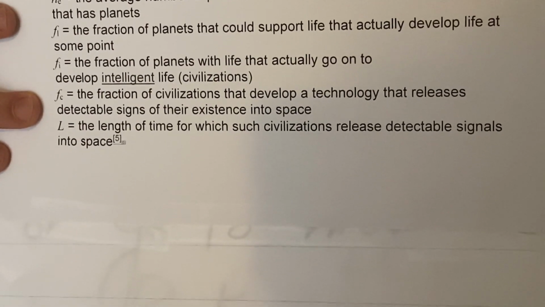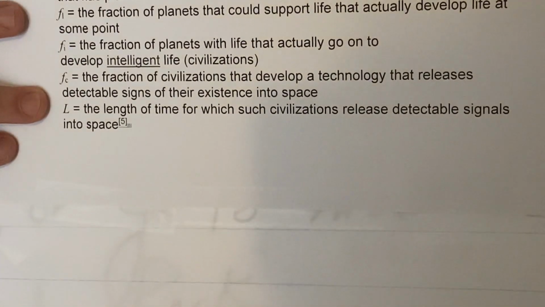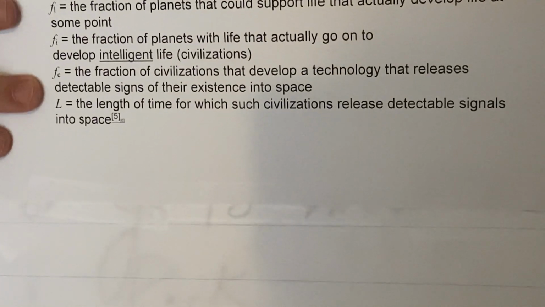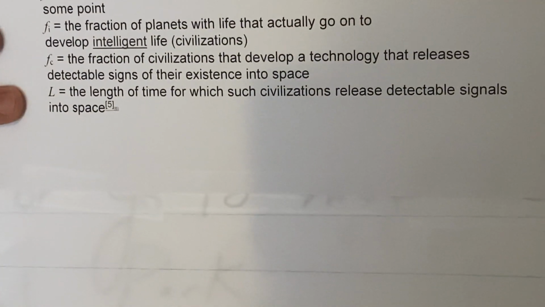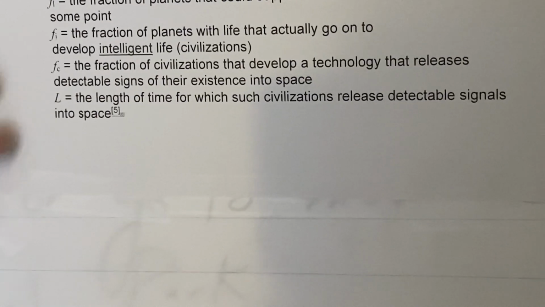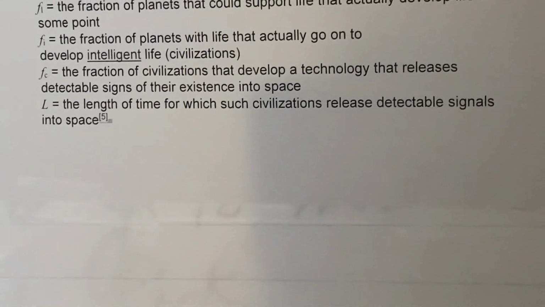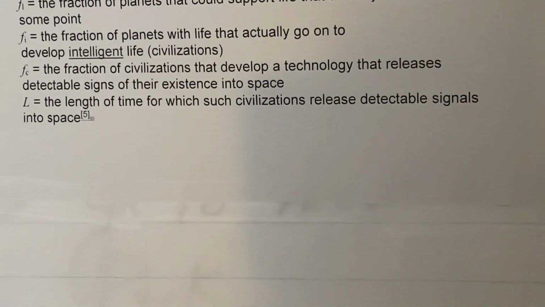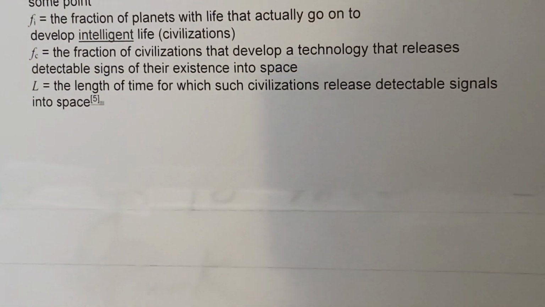F sub C is the fraction of civilizations that develop a technology that releases detectable signs of their existence into space. And then finally, we have an L, which is the length of time for which those civilizations would release detectable signals into space. You can find this on the Wikipedia page under Drake equation.